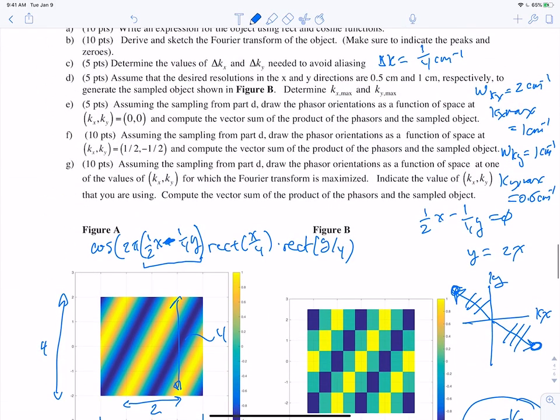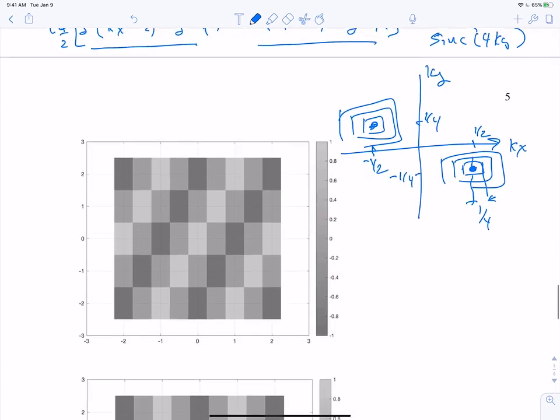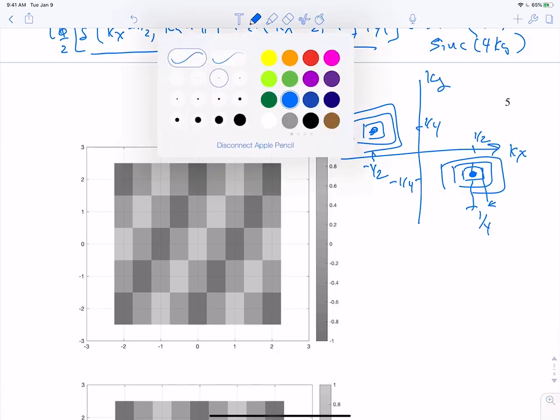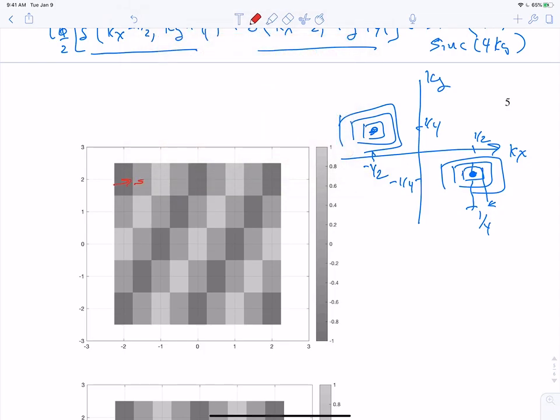Okay, so for example, E, F, and G, E is relatively straightforward. You're at the center of k-space, right? So just draw the phasor diagrams and compute the vector sum. So here's my object, and let's change the color here. Let's make it red. So I just do the vector sum, right? I can just draw these vectors everywhere, right? So this is definitely the center of k-space, right?